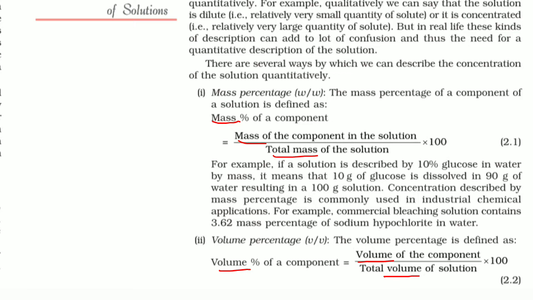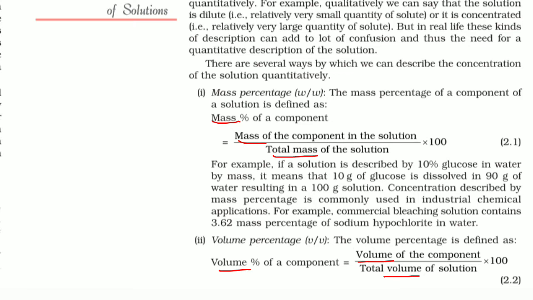In case of mass by volume percent, we have to divide the mass of the component, or mass of the solute, by the volume of the solution. And usually, in this third case, the mass by volume percentage, the volume of the solution is taken as 100 ml.